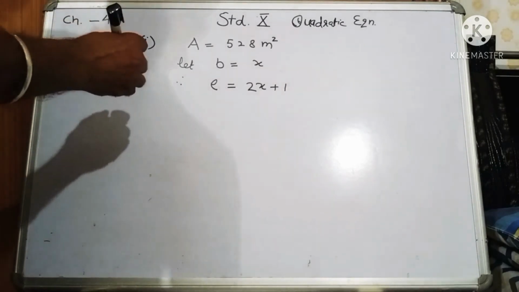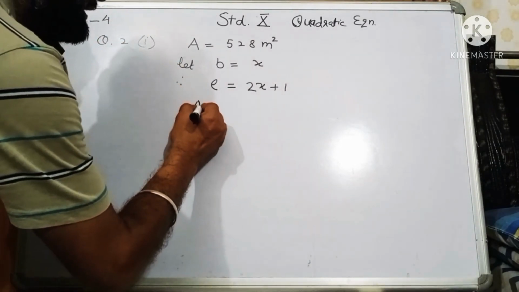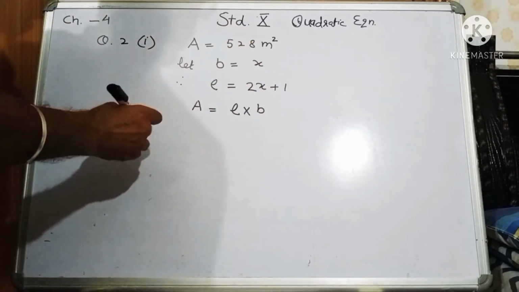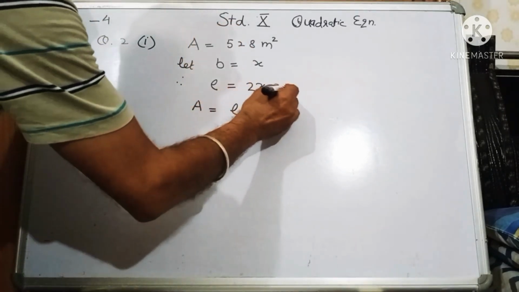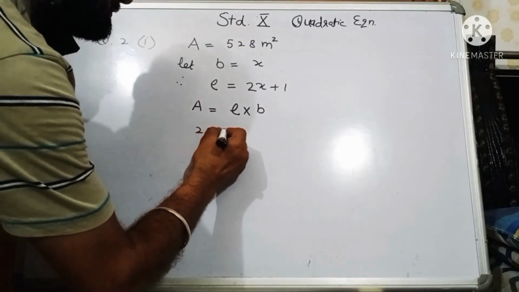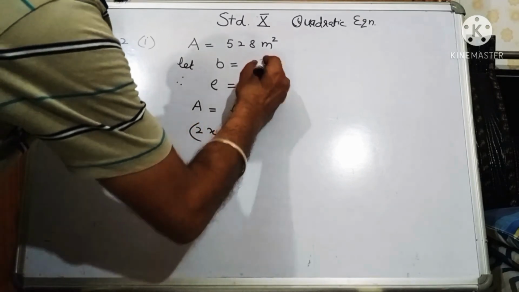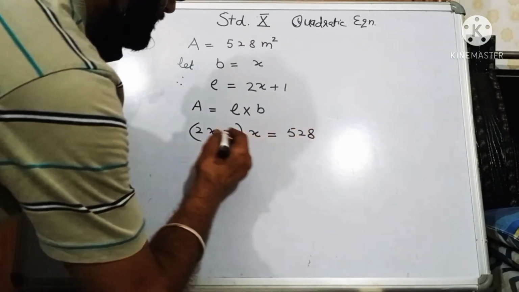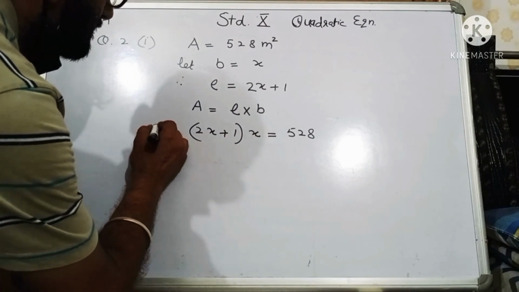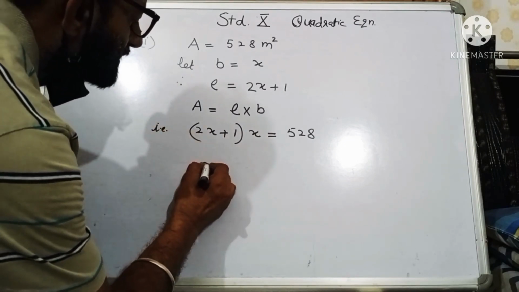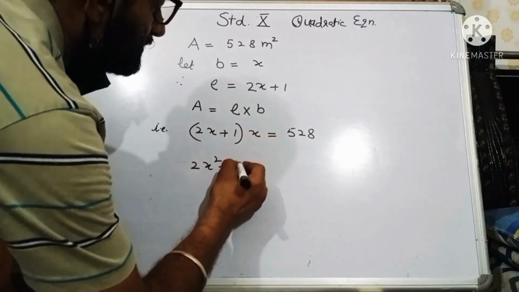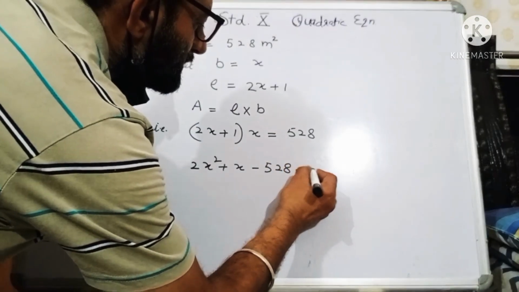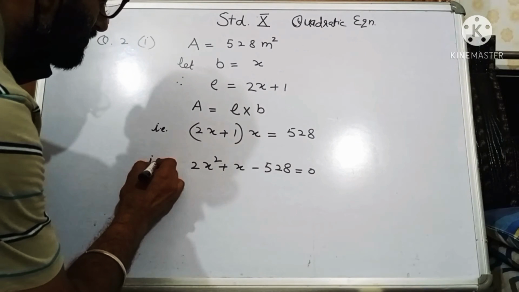Now, we will use the formula. Area is equal to length into breadth. Therefore, this equation becomes length 2x plus 1 into breadth, that is x, is equal to area 528. So 2x into x, 2x square, plus x into 1, x, minus 528 is equal to 0. So in this way, this is a quadratic equation.